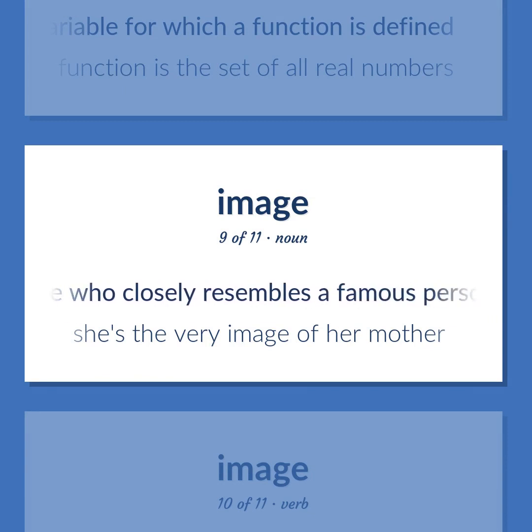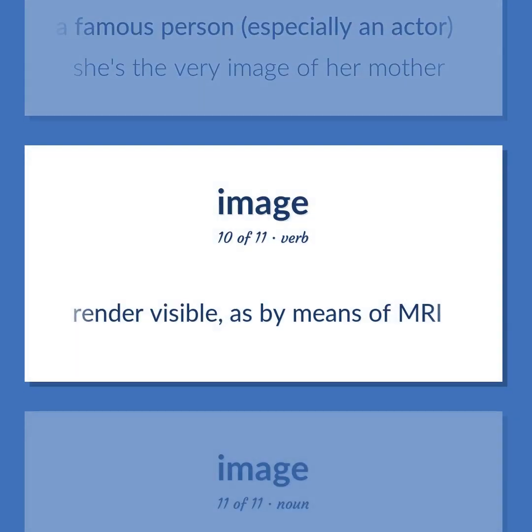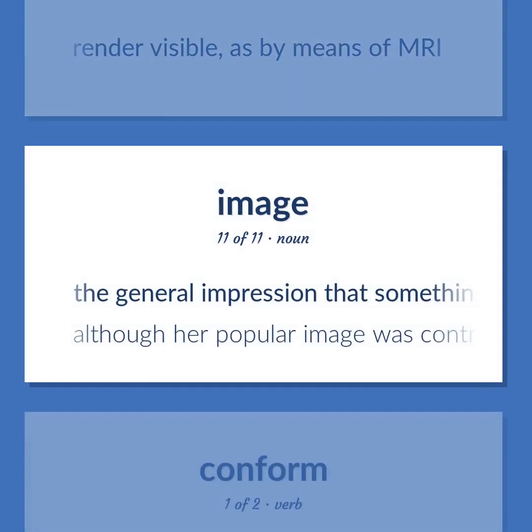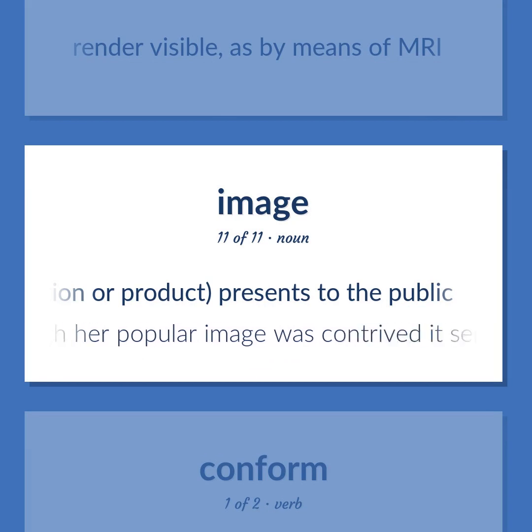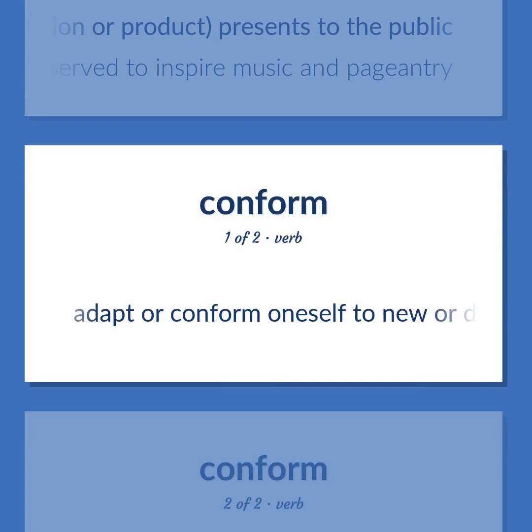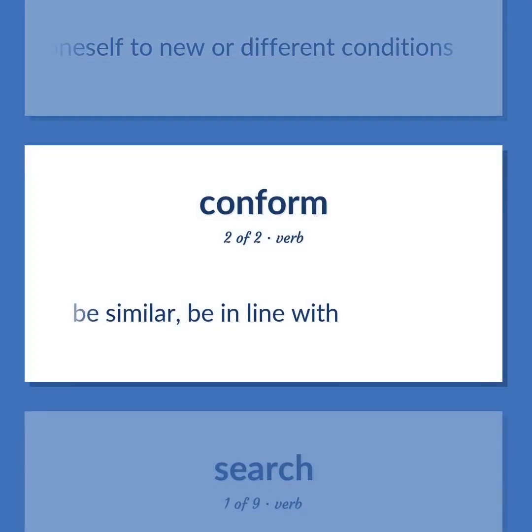Someone who closely resembles a famous person, especially an actor. She's the very image of her mother. Render visible, as by means of MRI. The general impression that something, a person or organization or product, presents to the public. Although her popular image was contrived, it served to inspire music and pageantry. Adapt or conform oneself to new or different conditions. Be similar, be in line with.